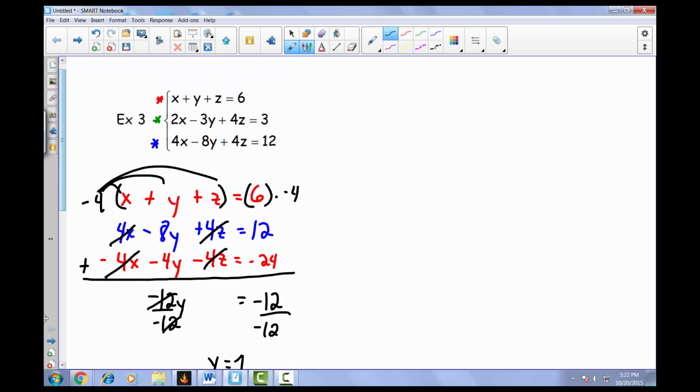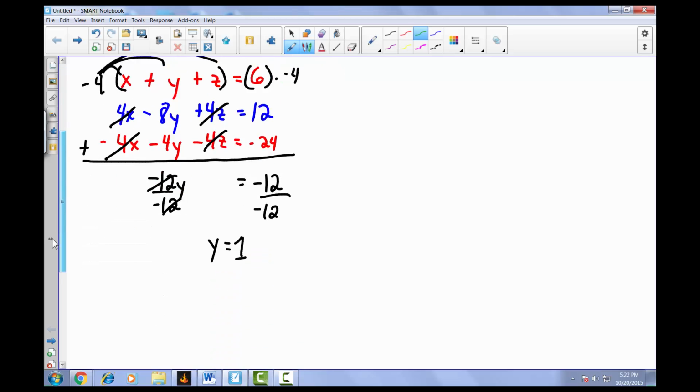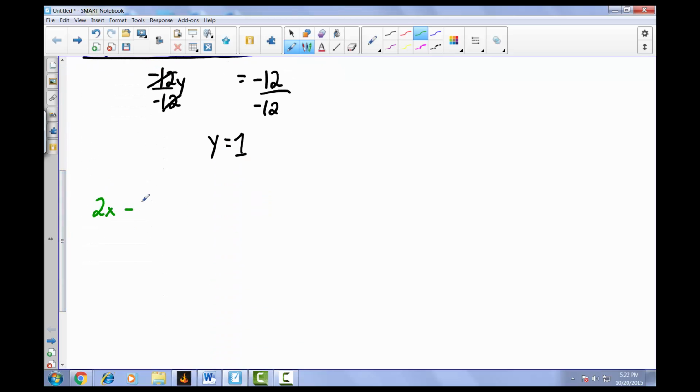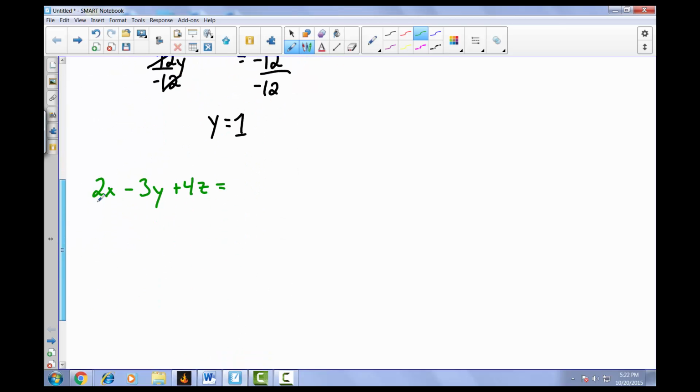Now that we've found y, we have to use our green one, the one that we have not used yet. Because if we're trying to figure out an x, y, and z coordinate that works, we have to eventually use all three of these equations, such that it works for all three of them. So now we're going to use the green one. That's 2x minus 3y plus 4z is equal to 3. That's the one we must use.